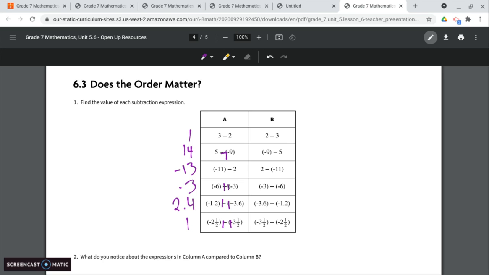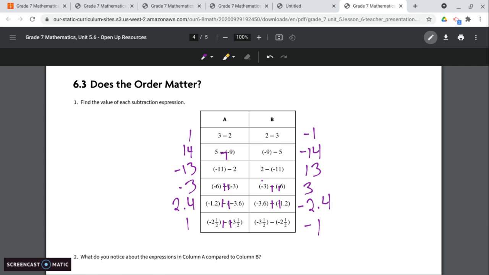2 minus 3 is going to give us negative 1. Negative 9 minus 5 is going to give us negative 14. 2 minus negative 11 is going to give us a positive 13. Negative 3 minus negative 6 is going to give us a positive 3. Negative 3.6 minus negative 1.2 is going to give us a negative 2.4, and negative 3.5 minus negative 2.5 is going to give us a negative 1.